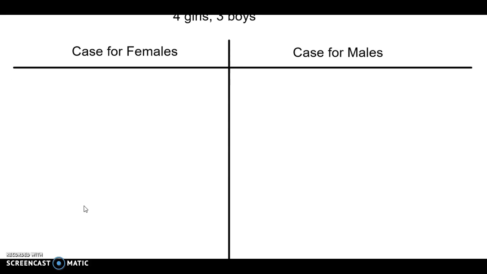First of all, the case of females. So we have 7 seats. 1, 2, 3, 4, 5, 6, 7. We want a female at the end of each row. And there are 4 females that we can choose from. So there are 4 choices that we can place one female in at the beginning of the row. Once that one female is seated, there are now 3 remaining females that we can choose from to put at the end.